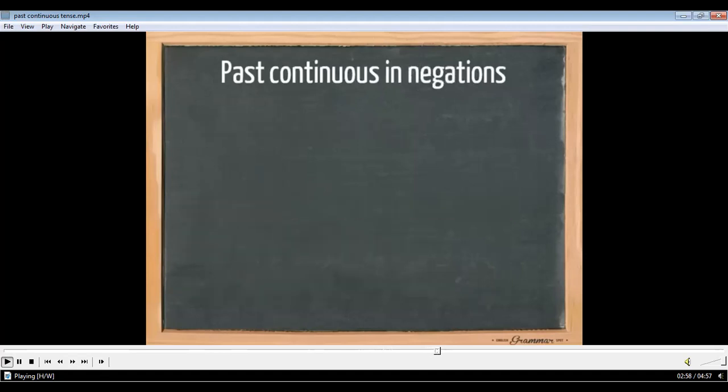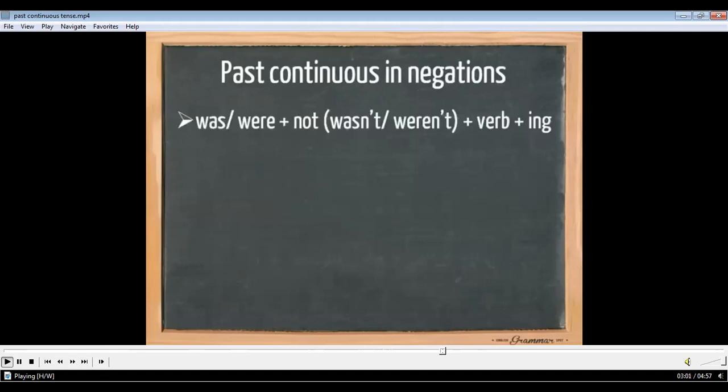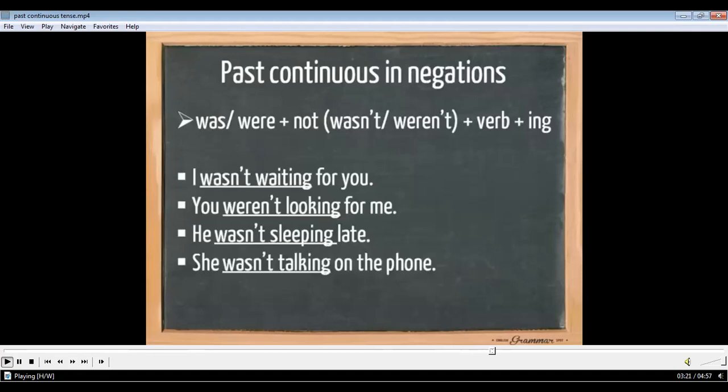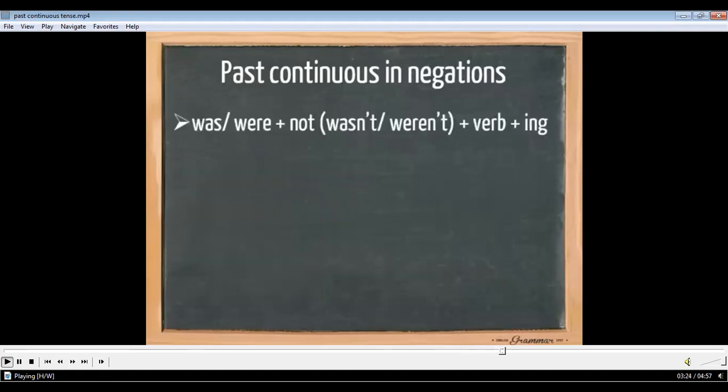Now let's have a look at the past continuous in negations. Again, we use the past simple form of the verb to be, so either was or were, but we add not to it, contracting it into wasn't or weren't, the base form of the verb, and ing. For example, I wasn't waiting for you. You weren't looking for me. He wasn't sleeping late. She wasn't talking on the phone. And it wasn't freezing.